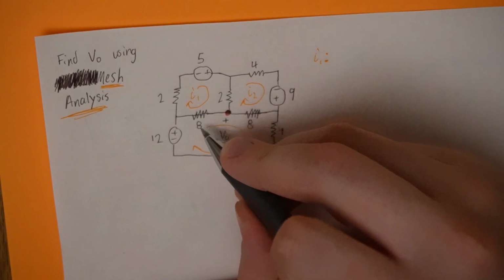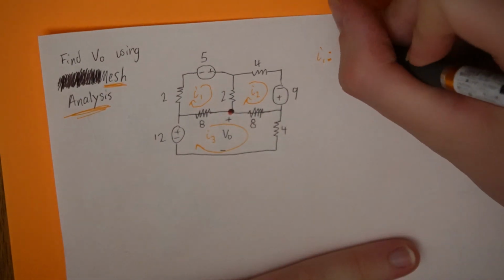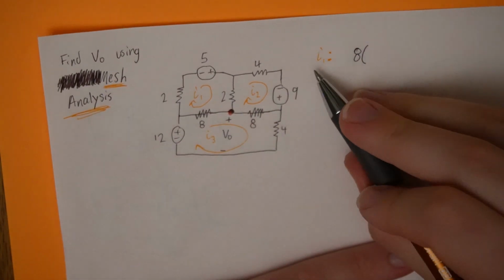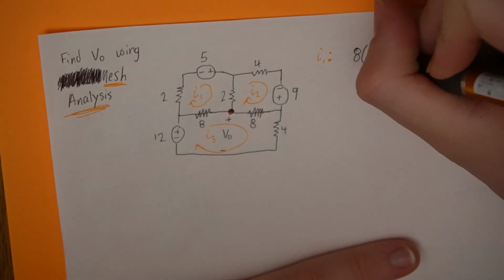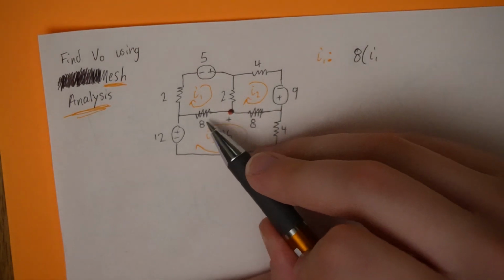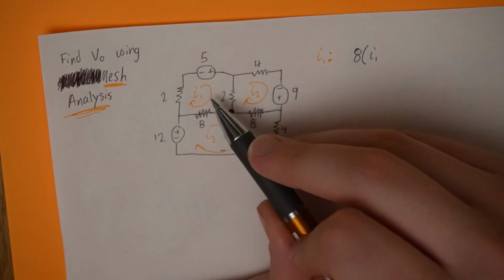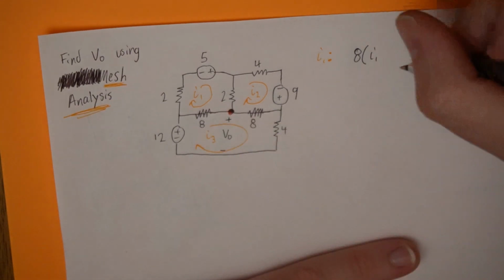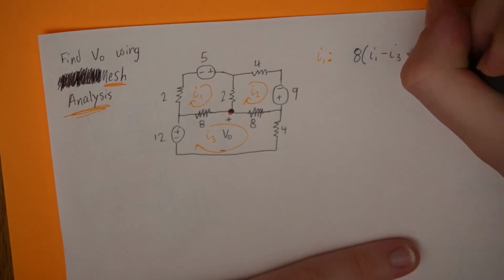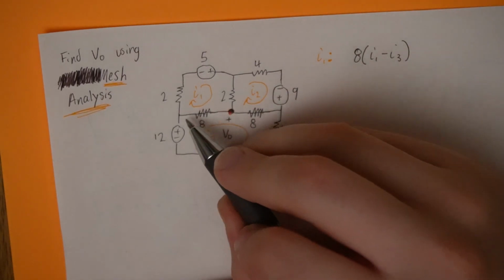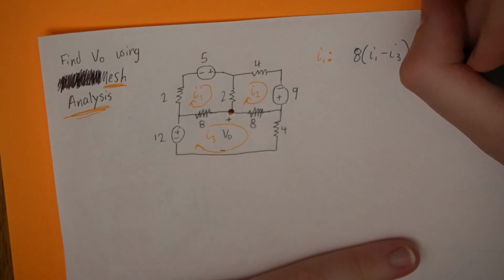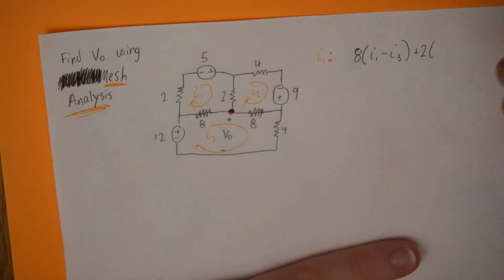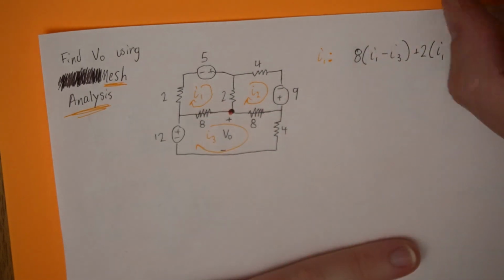So first I come through this 8 ohm resistor. I'll write 8. I'm in loop I1, so I'll write I1. What is this 8 ohm resistor shared with? So you have I1 on one side, and we have I3 on the other, coming the opposite direction. I1 minus I3. Continuing around the loop, I come across 2 ohms, so I write 2. I'm going through loop I1, I write I1. What is it shared with? Nothing, because it's on the outside.